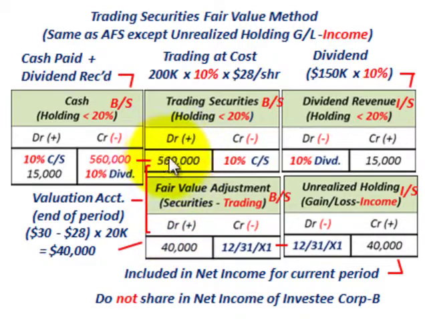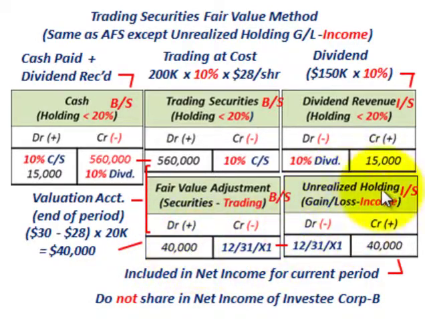So if you're looking at that, you started out with $560,000 in your securities account. You increased it by $40,000, so you got $600,000 worth of your trading securities, and that's what we would have had with available for sale. But the only difference is any fair value adjustments that you're making to your trading securities. In this case, we have that increase, $40,000.